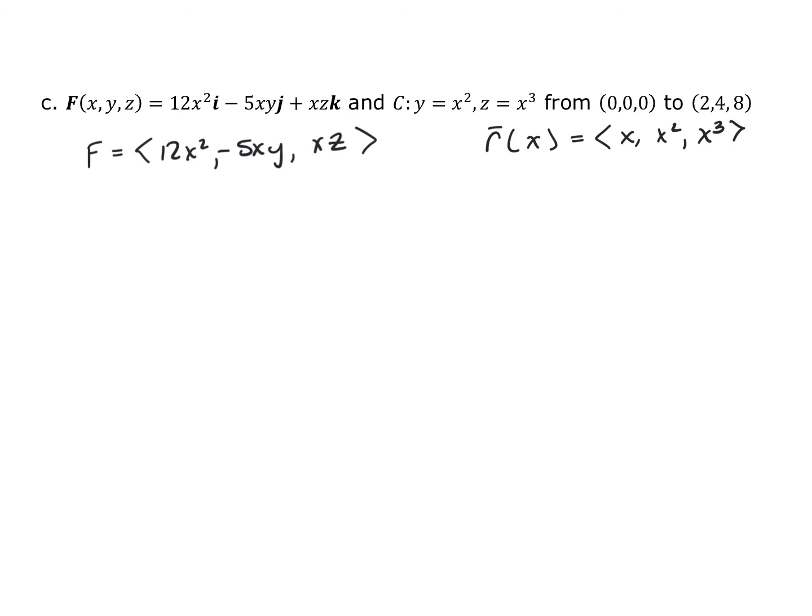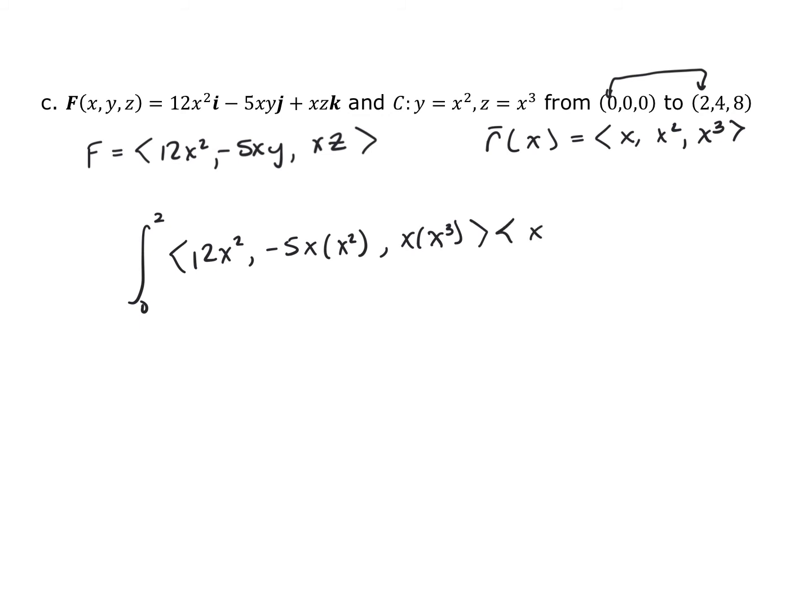So then when I do this integration, I'm going to have the integration from 0 to 2, because everything's in terms of x's. Now my vector field, I should say, is going to be 12x squared, negative 5x, y gets replaced with x squared, and z gets replaced with x cubed. And then I have 1, x squared, x cubed, dx.